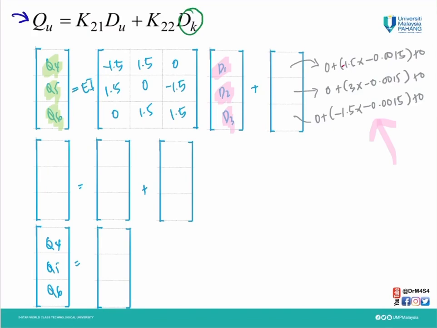Also, you can refer to the notes I provided in the column with the answer given. So for this one, Q4 is negative 0.525, Q5 is 1.05, negative 0.525. The unit is kilonewton. So we have solved problem number 2.